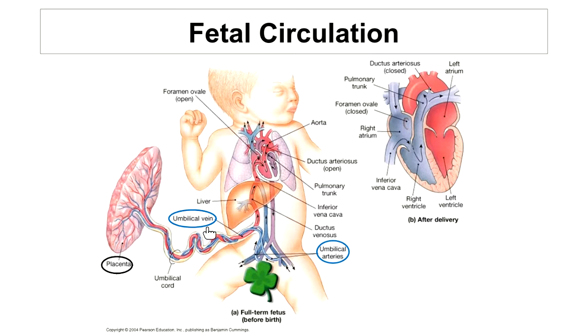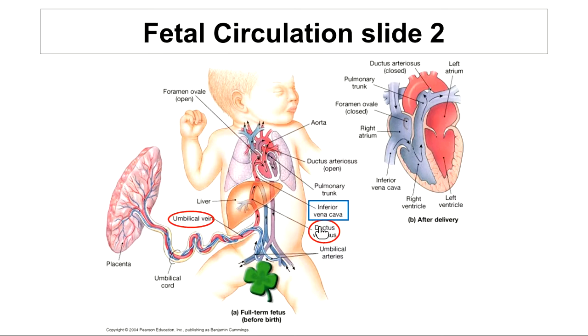Remember, veins conduct blood toward the heart, and arteries conduct blood away from the heart. So this has nothing to do with whether it's oxygenated or deoxygenated. This is the direction of blood flow. It's returning to the heart, but just so happens to be oxygenated blood. The umbilical vein enters the liver. So let's enter the liver.